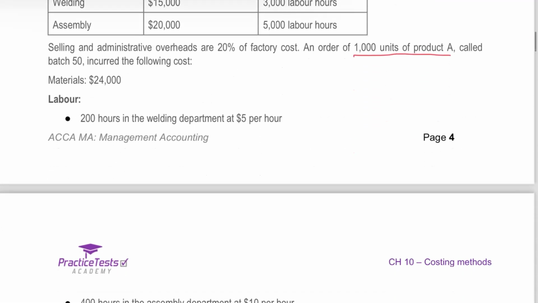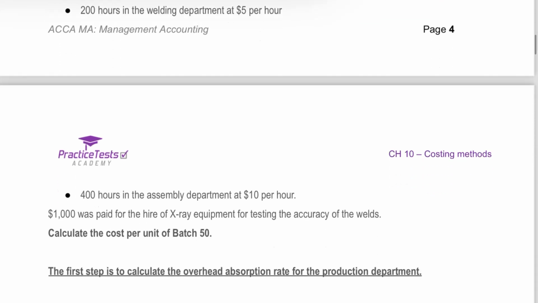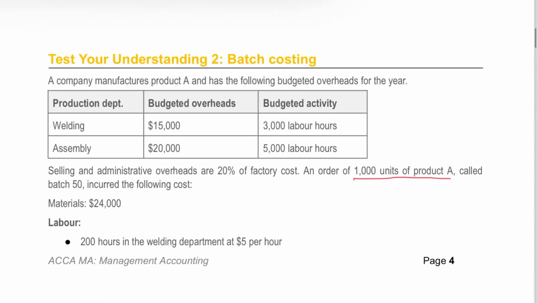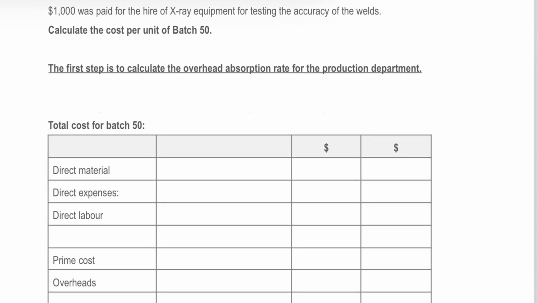Materials 24,000, labor 200 hours in the welding department at $5 per hour, labor 400 hours in the assembly department at $10 per hour. $1,000 was paid for the hire of X-ray equipment for testing the accuracy of the welds. Calculate the cost per unit of batch 50. So remember, since it's a batch, we'll get the total cost of the batch. Then we'll look at the total amount produced in the batch, which is 1,000 units. So divide the total cost by 1,000 to get the cost per unit.